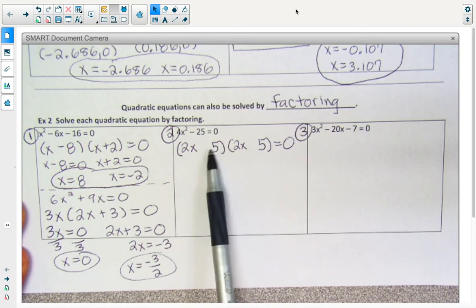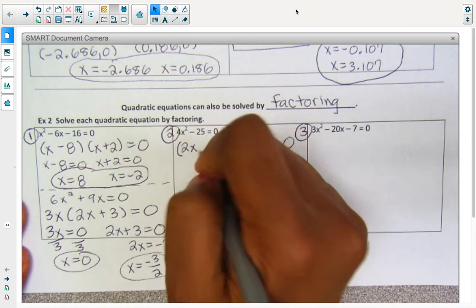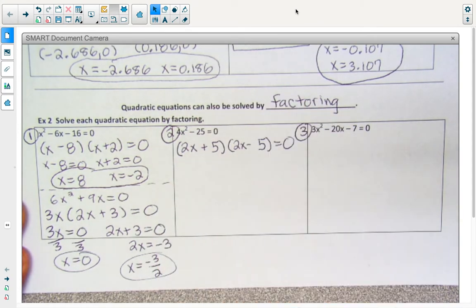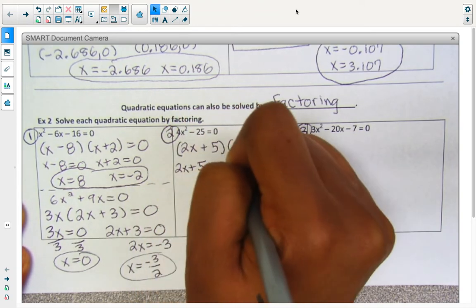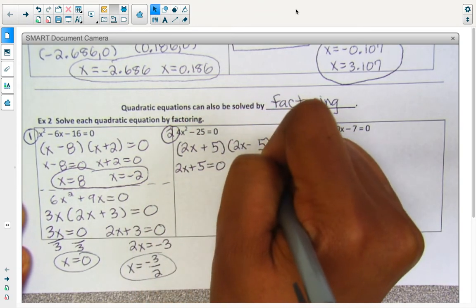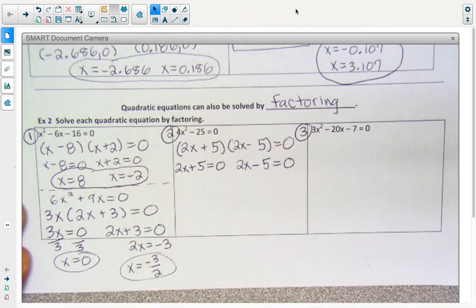I need the terms to cancel out. So one's going to be plus and one's going to be minus. And this is the factorization. I set each factor equal to 0. So 2x plus 5 equals 0. And 2x minus 5 equals 0. Okay, so set each factor equal to 0.